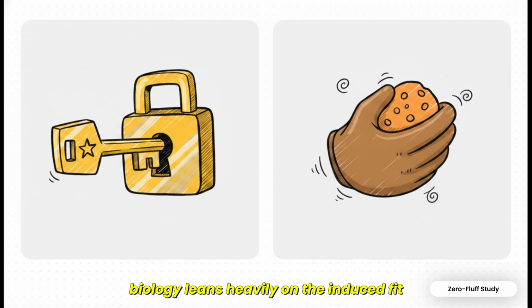But modern biology leans heavily on the induced fit theory. This essentially tells us that enzymes aren't just rigid locks. Instead, they undergo dynamic, conformational changes to fully interact with the substrate. It's an active, shifting embrace. Think of it kind of like a highly specific, slightly awkward biological hug.